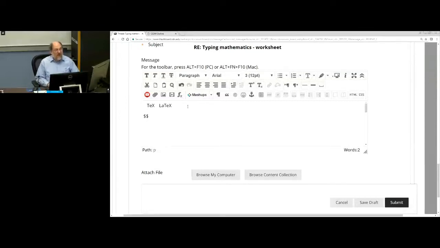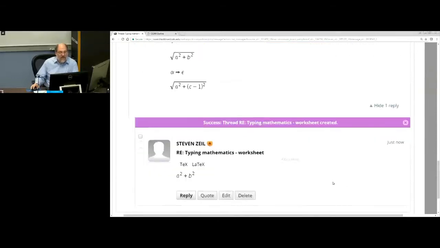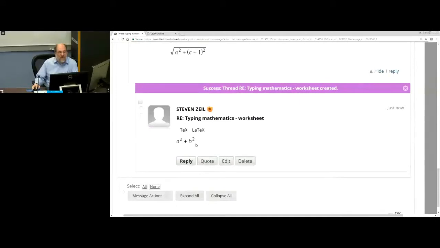TeX markup is always marked in Blackboard as beginning with a pair of dollar signs and ending with a pair of dollar signs and having the expression in between. And so if I wanted to write a squared plus b squared in TeX, this is the way I would write it. The caret sign indicates raised up. And so that would be a squared plus b squared. And when I save it, you can see it's actually portrayed as that.